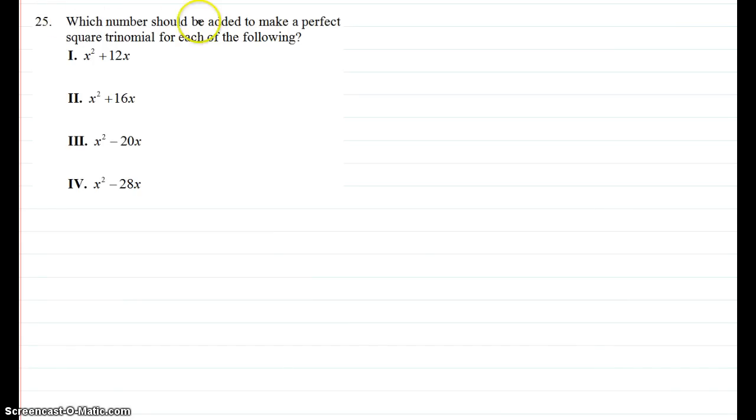Alright, 25. Which number should be added to make a perfect square trinomial for each of the following? And so this is basically the first step when we complete the square. So what we do is we take this middle term and divide by 2. So 12 divided by 2 is 6. And then we take our answer and we square it. So we take the middle term, divide by 2, and square. That's what we're going to add to both sides. So b, the middle term divided by 2, squared.